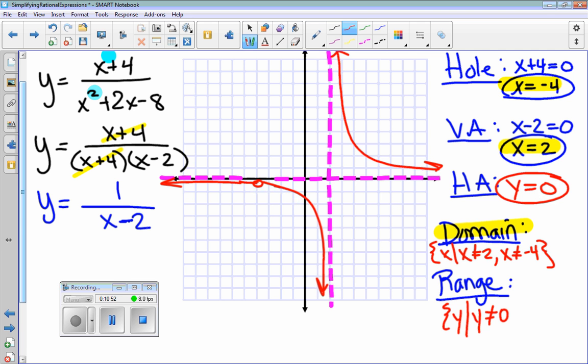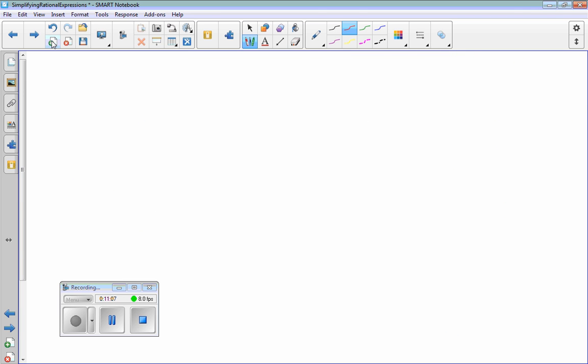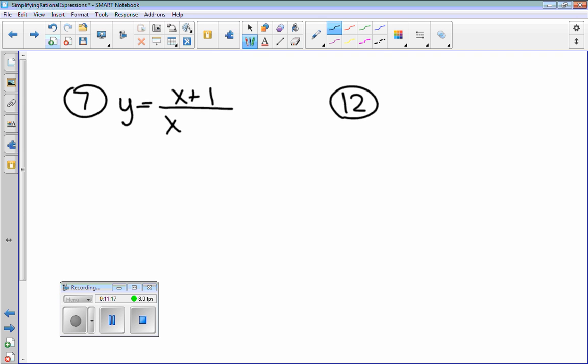I'd like to look at one where the degrees are the same, so we can look at what the horizontal asymptote would be in that case. That's like number 7. Both 7 and 12 on your homework have those. So let's look at both of those so you can see what I mean. This is number 7 and this is number 12.